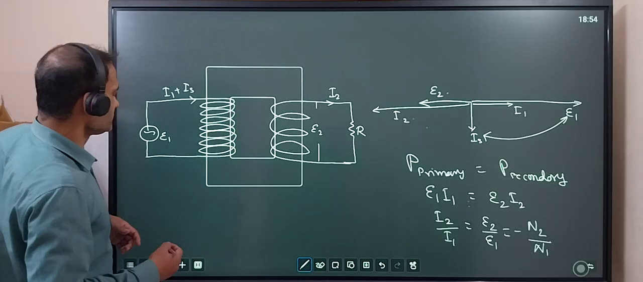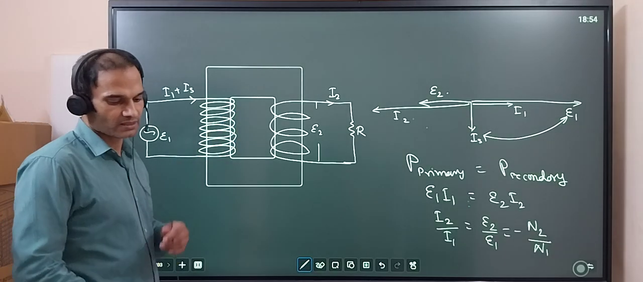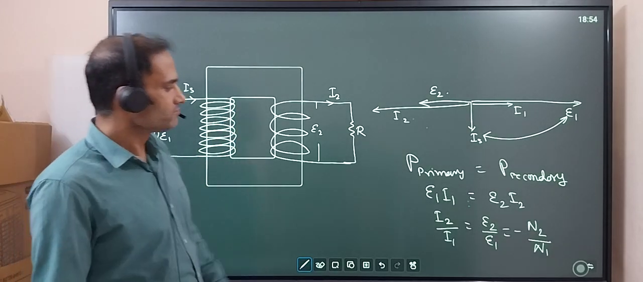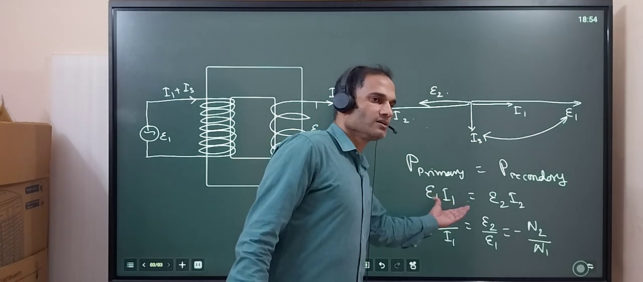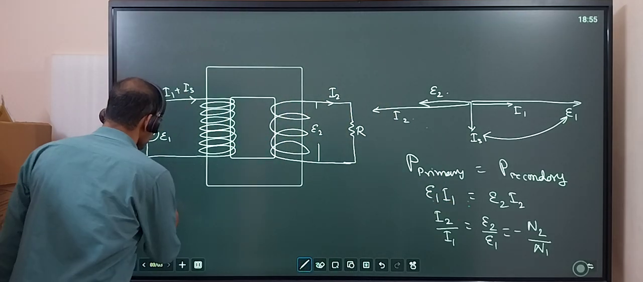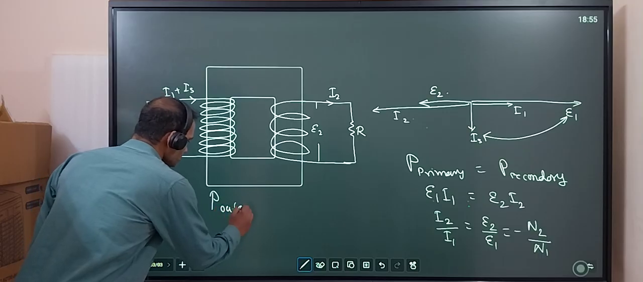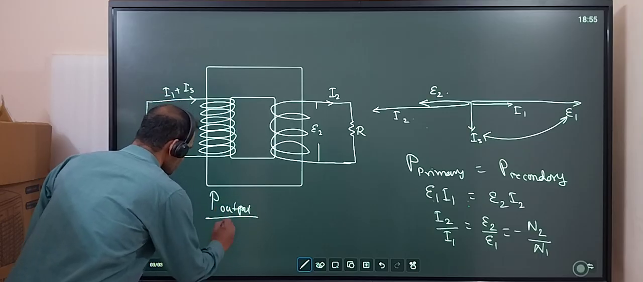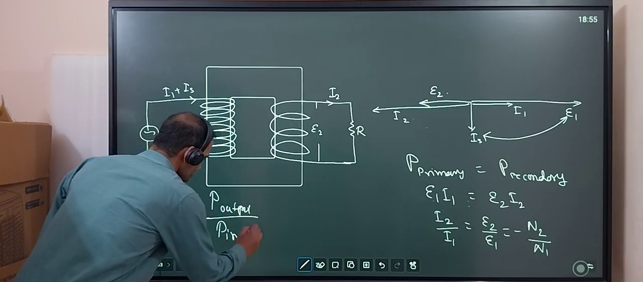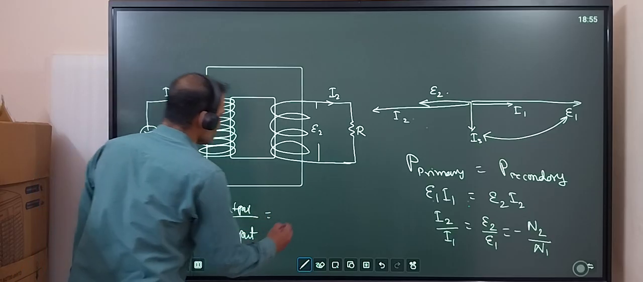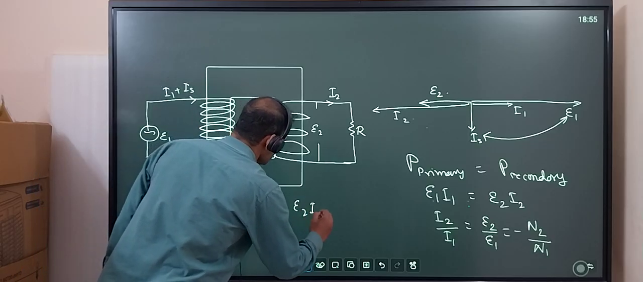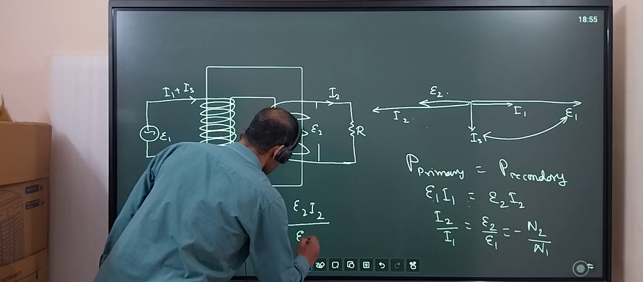And now what we see here, this is the input power. So efficiency is what? P output by P input. So P output is E2 I2 and P input is E1 I1.